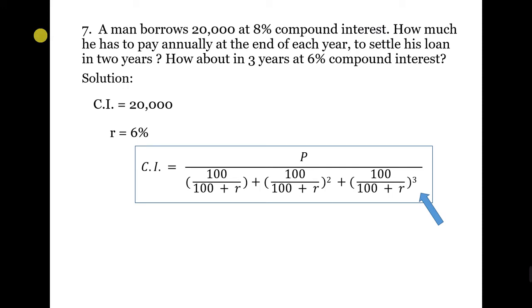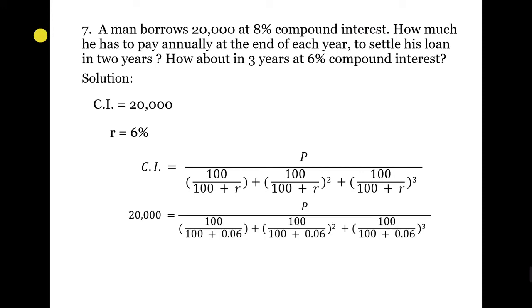Now for the second question, under sample problem number 7, the time frame is 3 years and the rate of percentage is 6%, but the compound interest is still equal to 20,000. We will use the same approach as the previous, but we will add another function that corresponds to 3 years. Then we can now directly substitute the values to the formula, and the result is equal to 59,928 and 7 centavos.